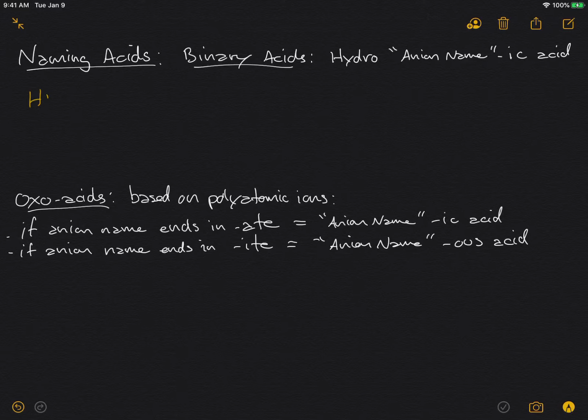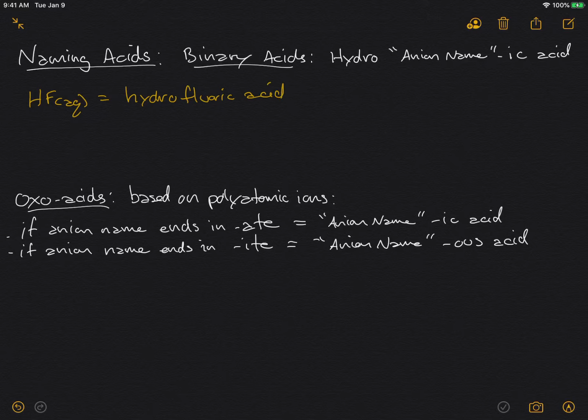First, you have HF, and I always put aqueous phase with acids because if it's gaseous, you just name it as the ionic compound. If it were gaseous, it would just be hydrogen fluoride. But since it's aqueous and it's in water, that makes it an acid. So HF, since the anion is fluorine or fluoride, we would call this hydrofluoric acid.